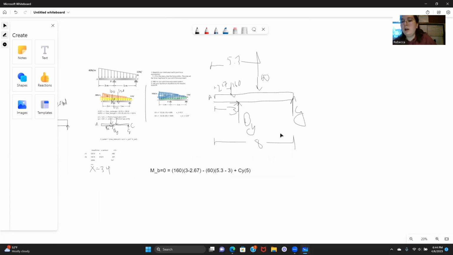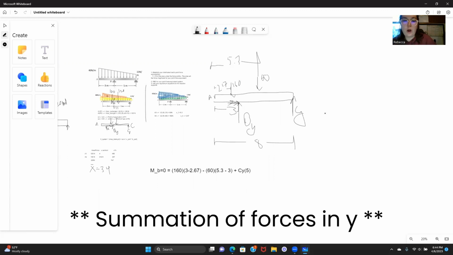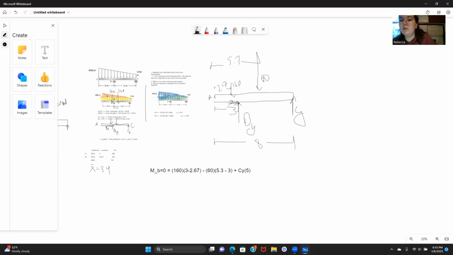We could then go in with our summation of forces in x to get that Bx is equal to 0. And then we could do the summation of forces in y to get the value of By. So it would be 160 plus 60 needs to equal the magnitude of By plus the magnitude of Cy.